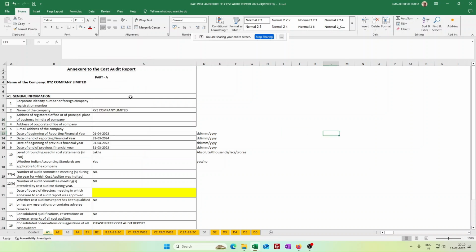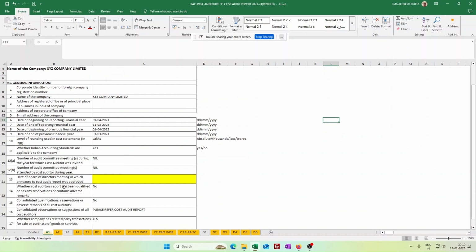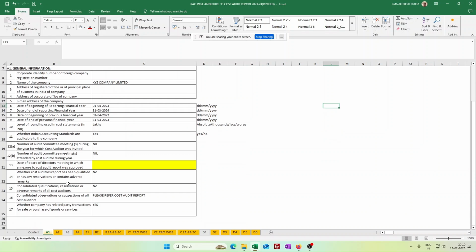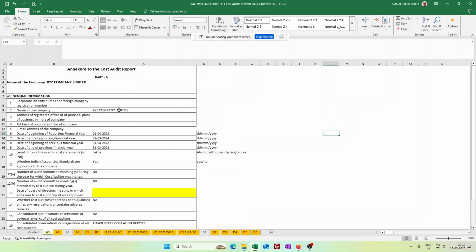I have hidden, deleted the company's actual name for code of conduct. Whether cost auditor's report has been qualified or not, no or yes. Consolidated qualification, absorption, consolidated observation, please refer to audit report. Whether company has related party transaction, yes or no. This is the details of company as a whole.